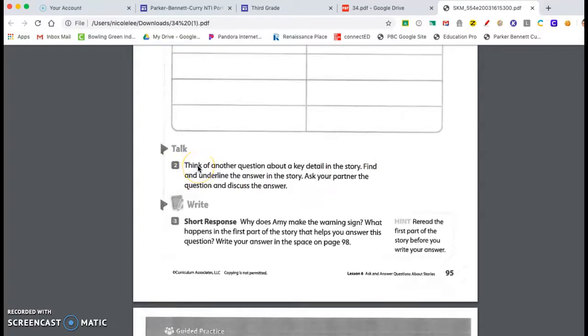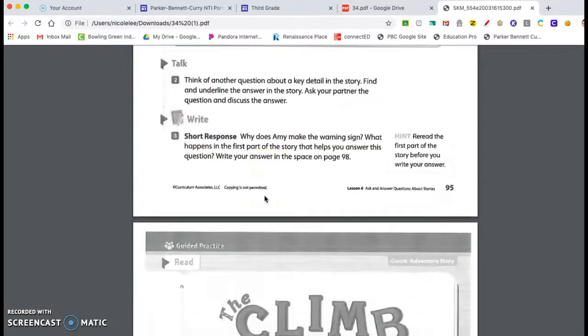Then for the talk part, it asks you to think of another question about the details in the story, find and underline those answers, and then ask your partner. Remember, that can be your mom, your dad, your aunt, your uncle, your brothers, your sisters. Ask a partner the question and discuss the answer.